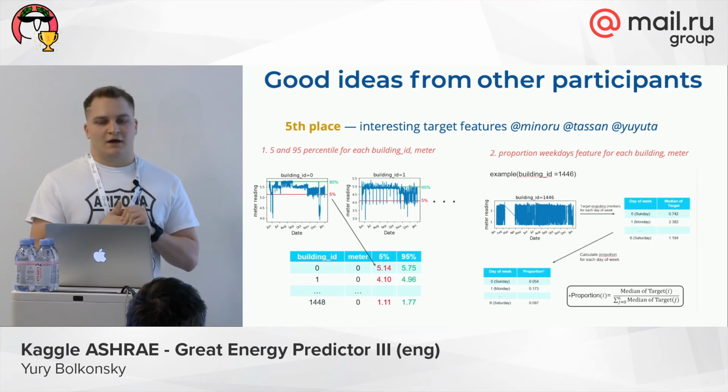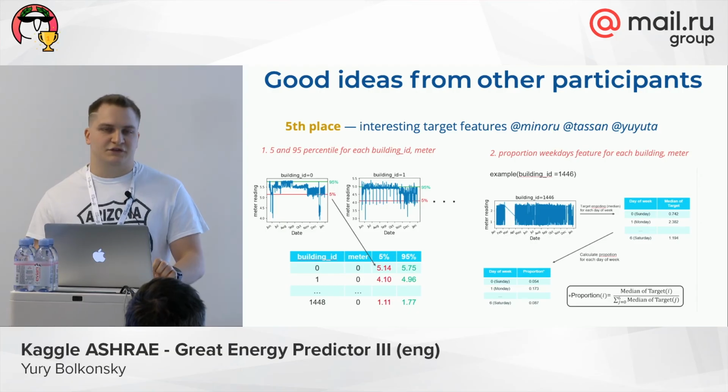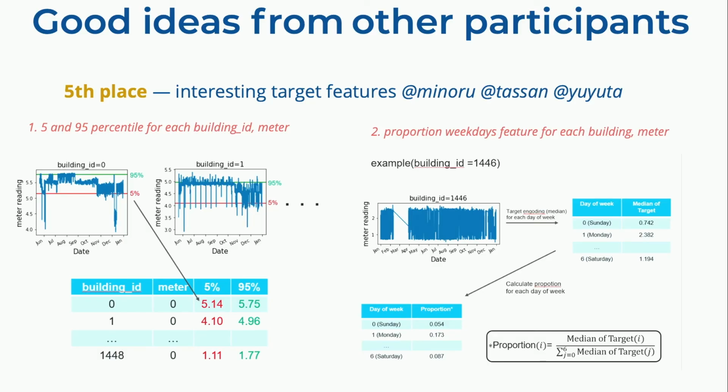Also, a good idea came from 5th place, because they added interesting target features. Actually, in all such competitions, target encoding is leaky, because it gives you some advantage, which usually gives you the worst score on a data set which you have not seen before. But here it was very interesting, and it gave them a great advantage. The first feature: for each building they calculated the 5th and 95th percentile of values and added it to the training set. And they also added proportion of weekdays features for each building and meter, like how much energy for some meter was spent on Sunday, Monday, and so on.